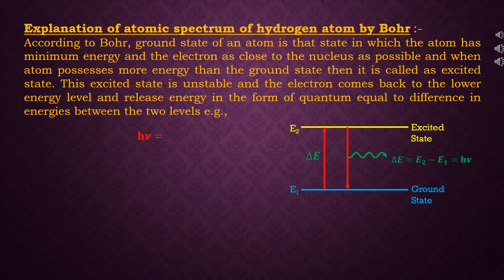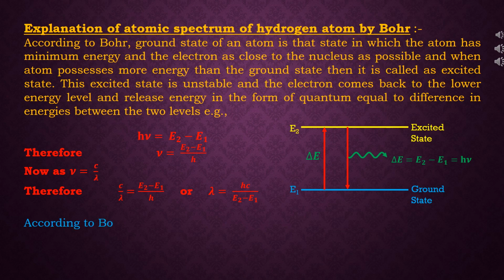That is equal to h nu, which is equal to the difference between the two energy levels, E2 minus E1. Therefore, nu is equal to E2 minus E1 upon h. Now, as we know, nu is equal to C upon lambda. So, by putting the value of nu, we get C upon lambda is equal to E2 minus E1 upon h. Or we can say lambda is equal to hc upon E2 minus E1.